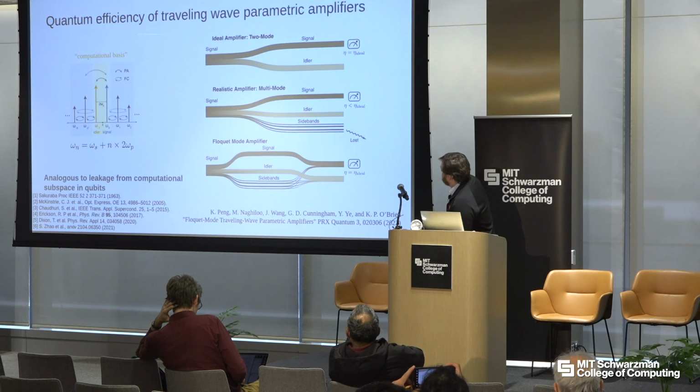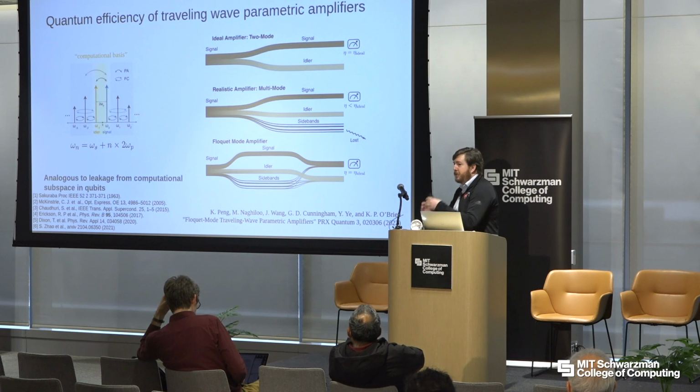In terms of the quantum efficiency, you can view the quantum efficiency of these amplifiers in a perfect single two-mode amplifier. You inject a frequency called the signal. This is amplified, and this generates an idler. But in a realistic amplifier, you generate all these other sidebands, all these other frequencies, and they mix in noise.